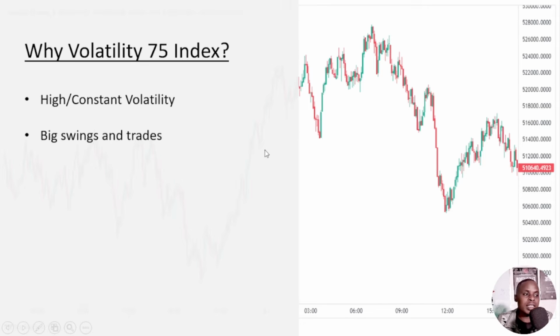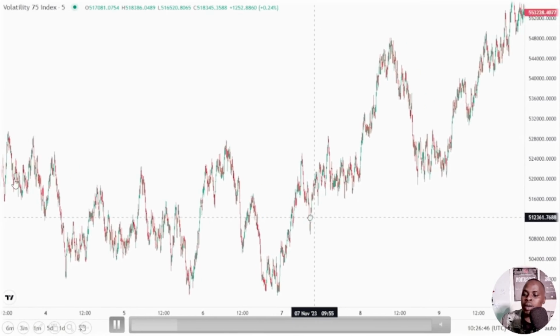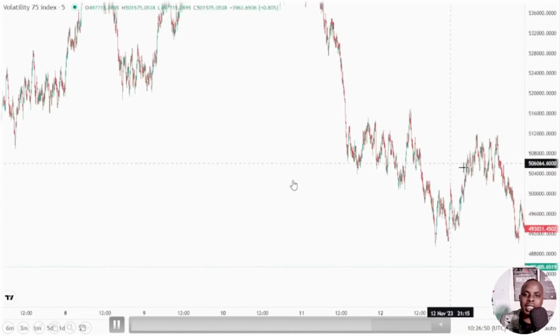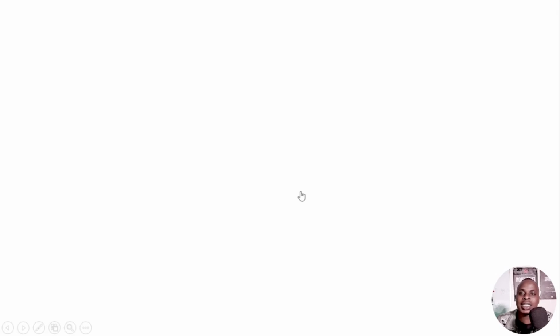So Volatility 75 index gives you an opportunity to get big swings on trades in the market. When the market is trading on currency pairs as compared to Volatility 75 index, there's a big difference. So let's look into this market, and look at the swings that you can see, look how much this market trends.